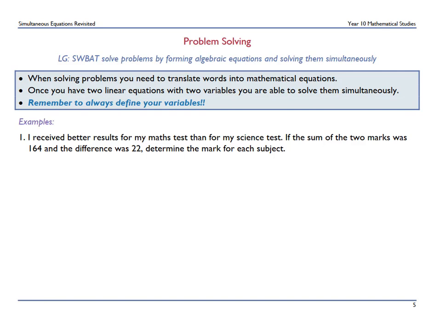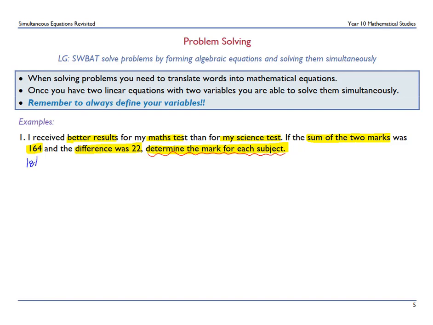Okay, so let's look at the first question here. It says, I received better results for my maths test than I did my science test. If the sum of the two marks was 164 and the difference was 22, determine the mark for each subject. Now, this last sentence tells us what our variables need to be. We want to find the mark for each subject.